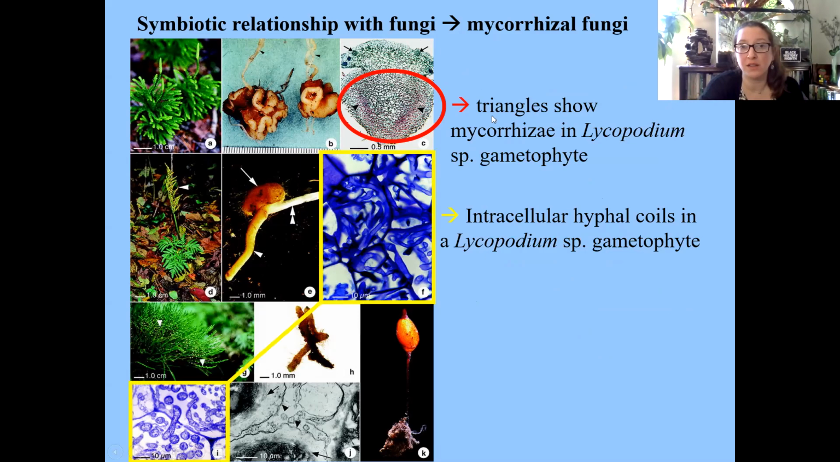This is just showing you the red circle is a cross section, and inside of that cross section of a gametophyte plant are triangles, and they're showing you this purpley stuff right here. That is the fungi that's inside of the gametophyte plant, providing it minerals and nutrients. And then this is just a close-up of what that fungi looks like inside of the gametophyte plant. It stains a purple color. Okay.